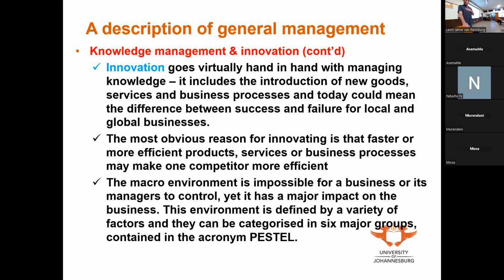So, the most obvious reason for innovation is that a faster or more efficient product, service, or business process may make one competitor more efficient than the other. This is very important. We spoke a lot about it yesterday. The macro environment is impossible for a business or its managers to control. You can't control it. However, I would just say the possibility is not so much. It is possible. It's difficult.